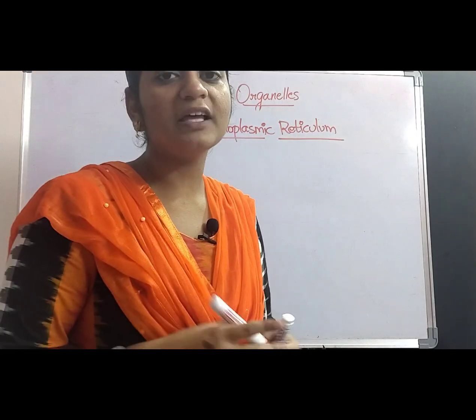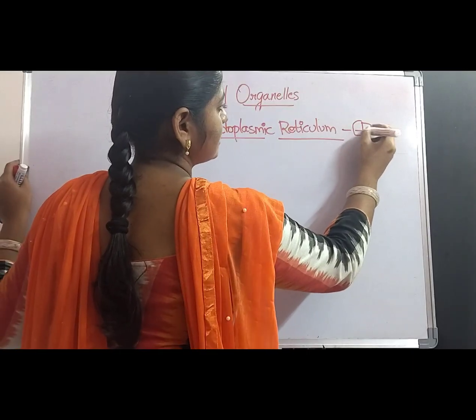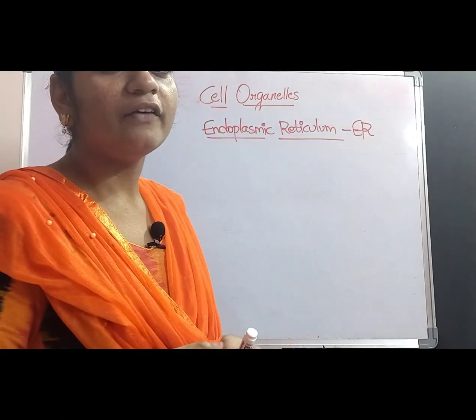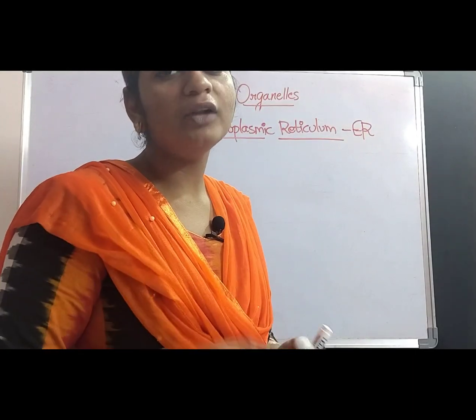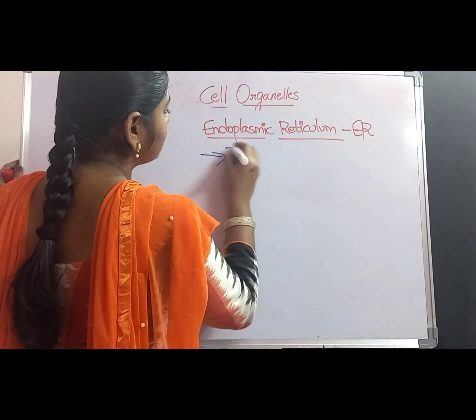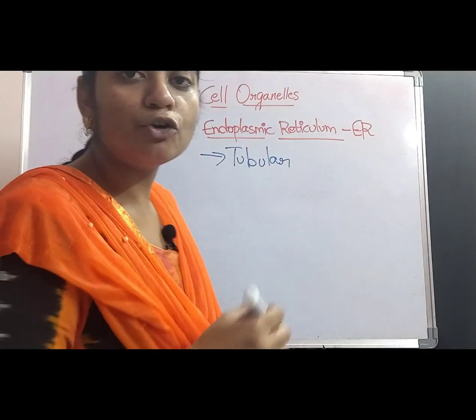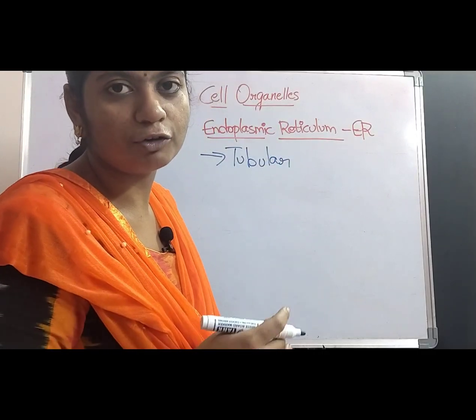Endoplasmic reticulum. The endoplasmic reticulum is also called ER. ER means endoplasmic reticulum. The endoplasmic reticulum has tubular-like structures. The appearance of the endoplasmic reticulum is tube-like. And where is the endoplasmic reticulum present in the eukaryotic cell?